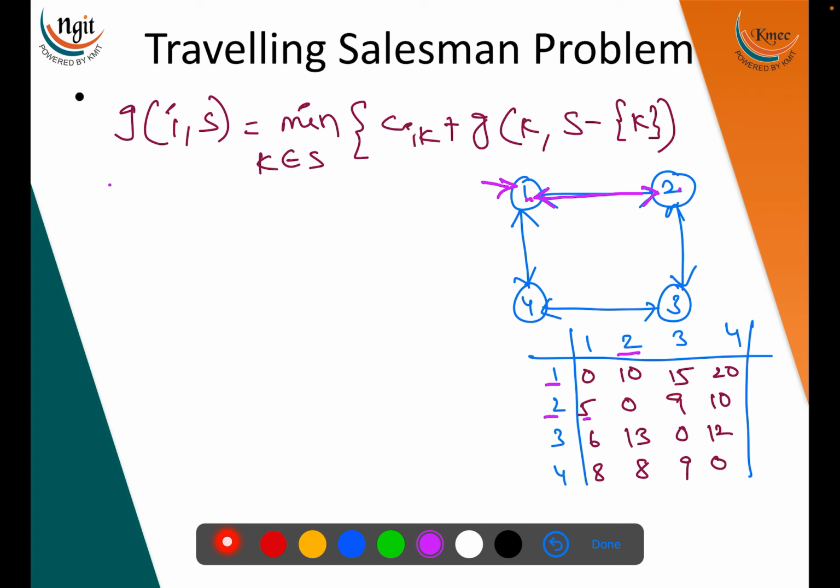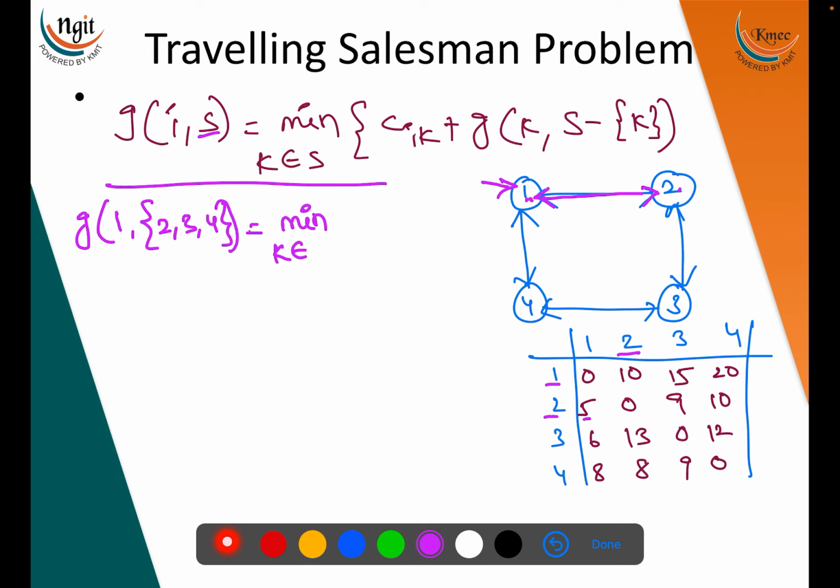Now go ahead. This is the formula to calculate the cost. What is G(i, S)? Here i is the starting vertex from where we are starting, and S is the set of vertices that are left. So G(1, {2, 3, 4}) is equal to the minimum cost among all the other remaining vertices, so k belongs to S. What is S? {2, 3, 4}.